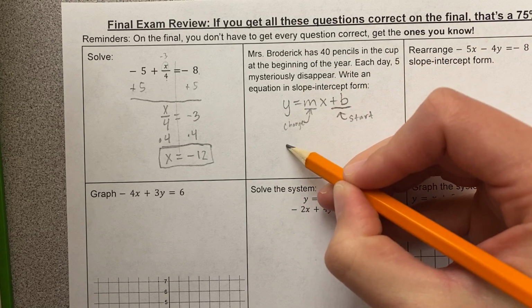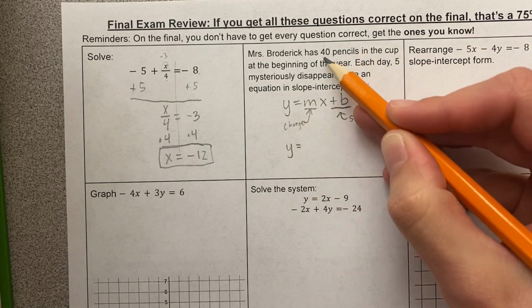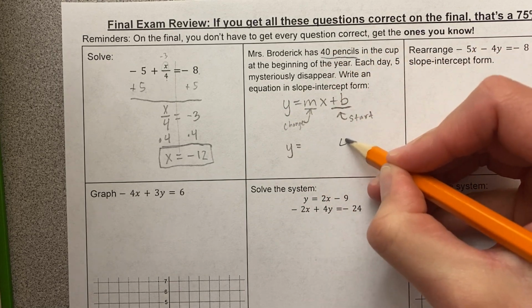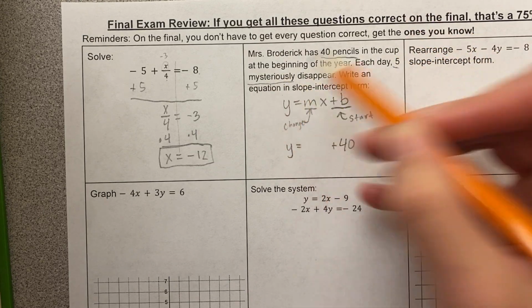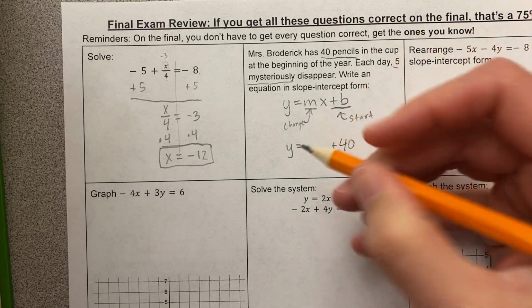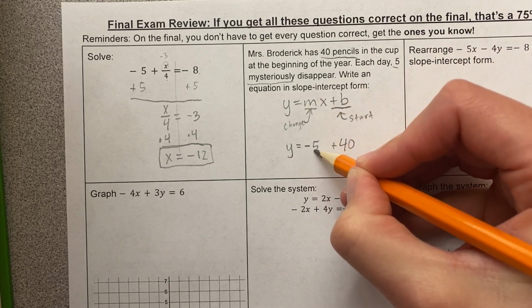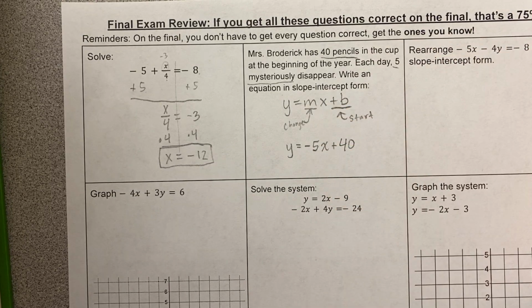Okay, so here I'm going to write y equals. Now my starting point is that I'm starting with 40 pencils. Okay, and then what's happening to the pencils? 5 are mysteriously disappearing. So am I losing pencils or gaining pencils? I'm losing pencils. This is -5 is my slope, and make sure to put the x.